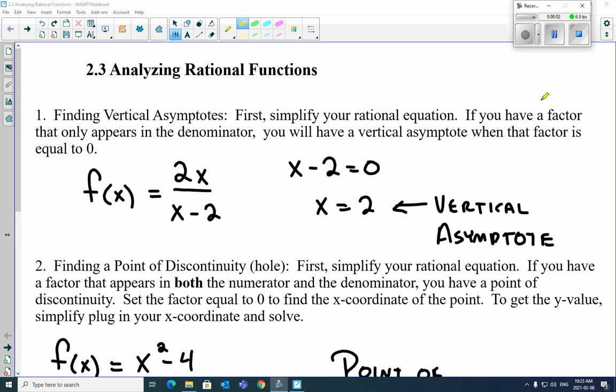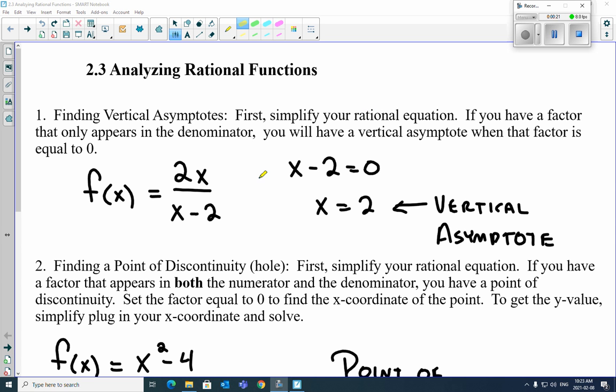2.3, analyzing rational functions. So now what we're going to do is, we talked about initially what graphs look like for rationals in 2.2. This is going to set the rules out very clearly. So if you have a rational, the first thing you want to do is look for the vertical asymptote. So first, always simplify your rational equation if it can be simplified.